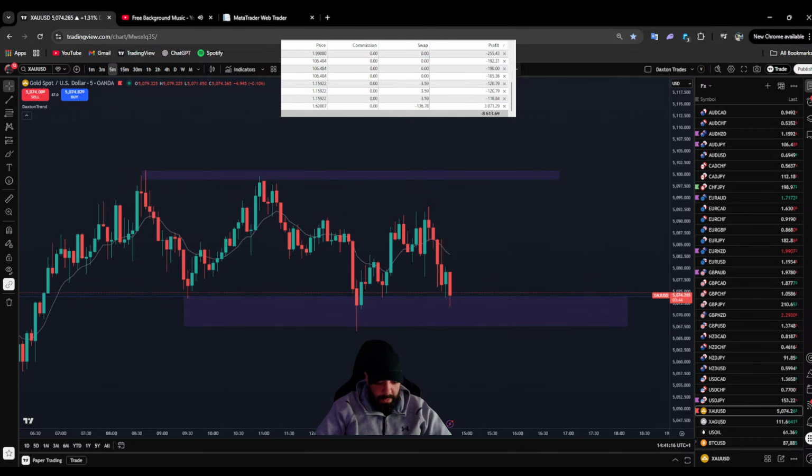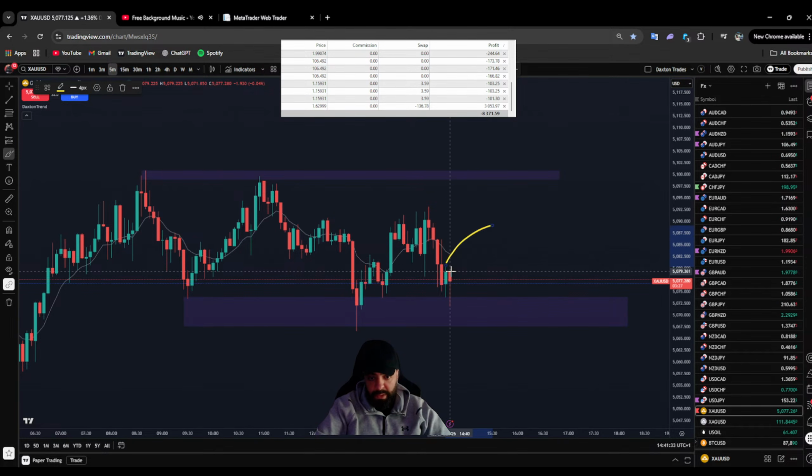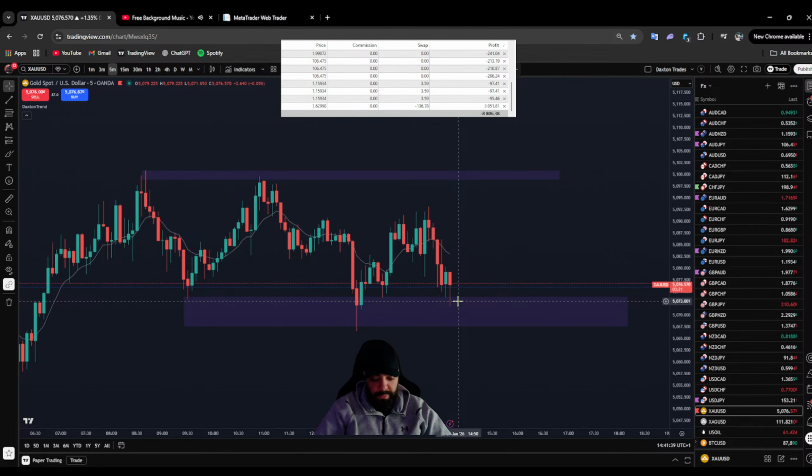So gold. 75. I want to enter at 74, because you can see here this is the first rejection, this is the second so far. We need the price to go down further, at 74-ish, something like that.